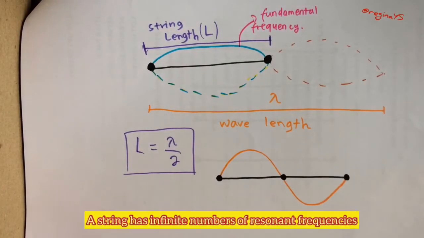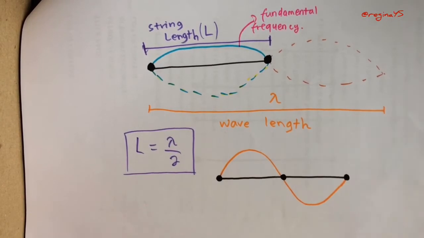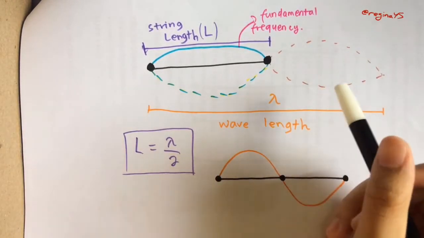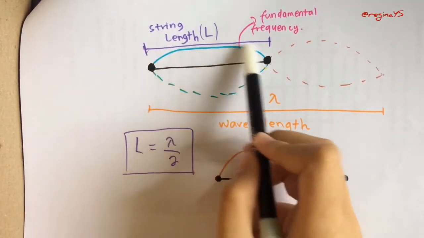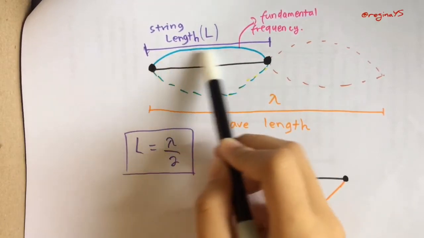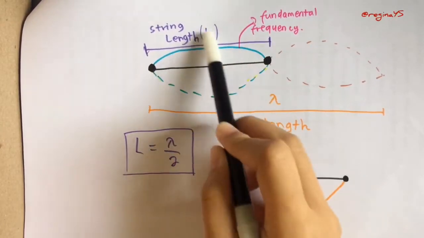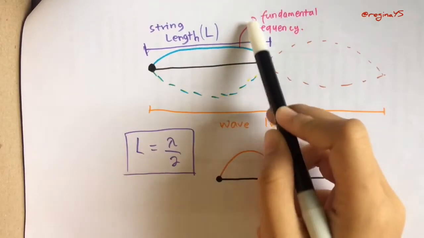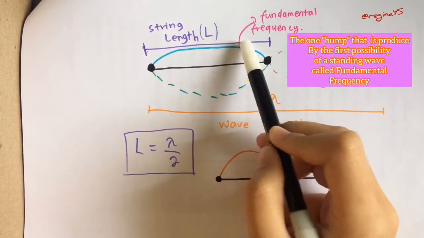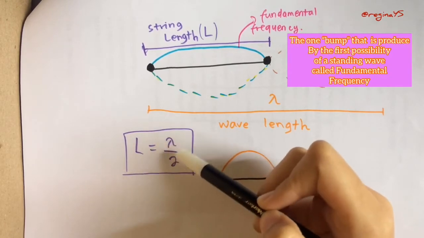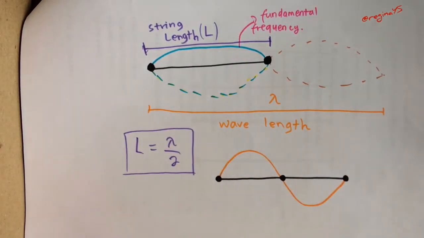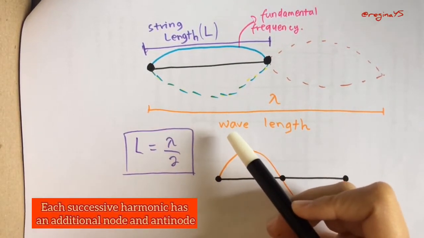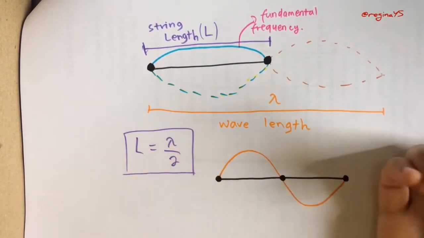Okay, moving on. A string has an infinite number of resonant frequencies. The first possibility for a standing wave, with the lowest frequency, which corresponds with the longest wavelength, will only produce one bump like this. This is one bump along the string length, which we call L. This one bump is called the fundamental frequency, with L equal to wavelength over 2, because it is only a half of a wavelength, right?